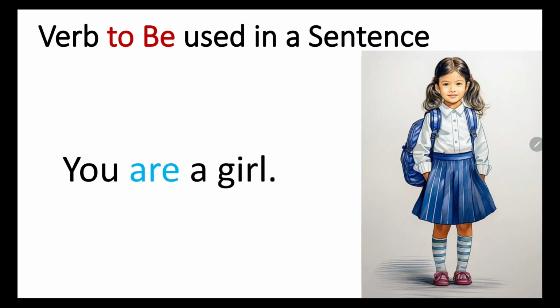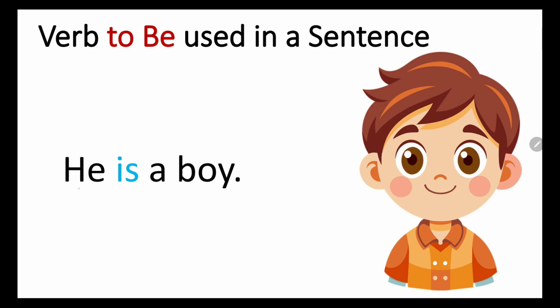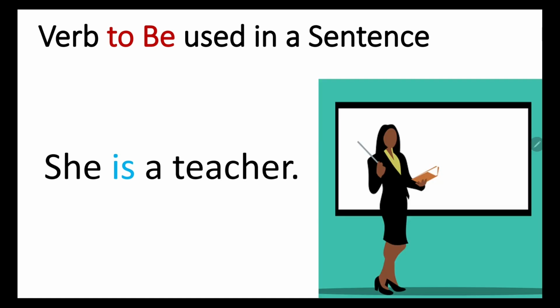Good. Next sentence. You, pronoun, are a girl. Is this a girl? Yes, this is a girl. So this is true. You are a girl. Is this a boy? Your answer is yes. So he is a boy. She is a teacher.